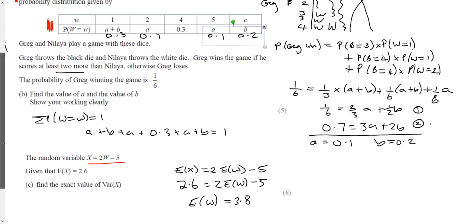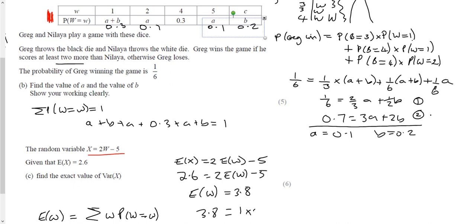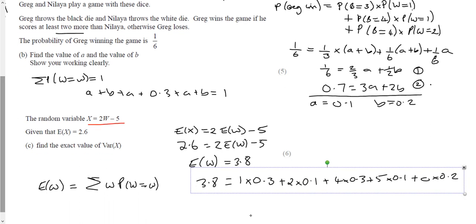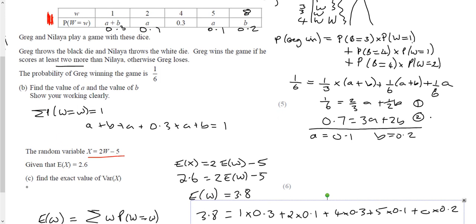Then I have to think, well, what can I do with that information? Well, I didn't know the value of c, so maybe this can help me. So remember that the mean of W is going to be the sum of all the values times their probabilities. So that's going to tell me that 3.8 is going to be equal to 1 times 0.3, so that's its probability, plus 2 times 0.1, plus 4 times 0.3, plus 5 times 0.1, plus c times 0.2. And if you then solve that, you can get that c is 8. So now I know c is 8. I've got a complete distribution.